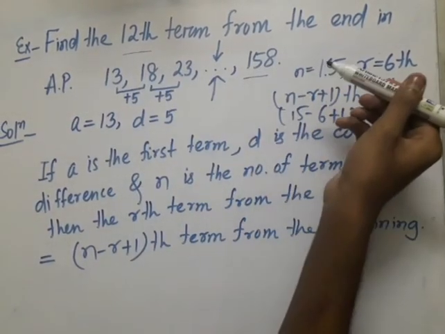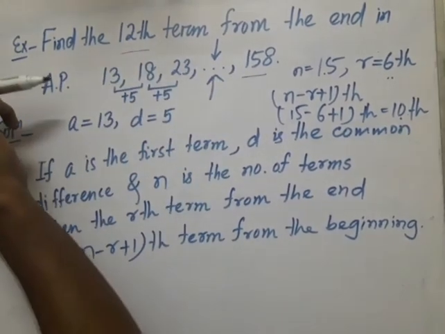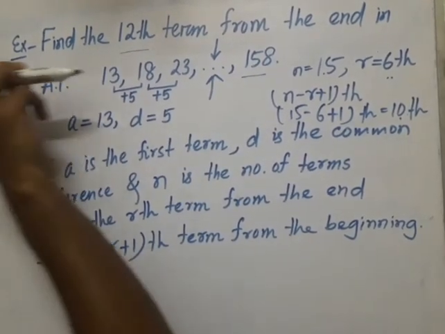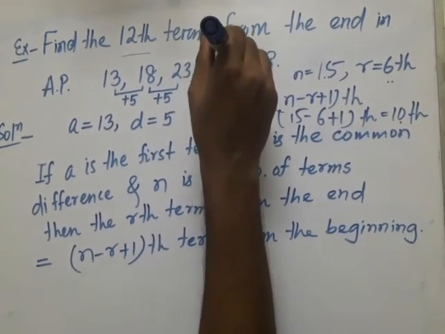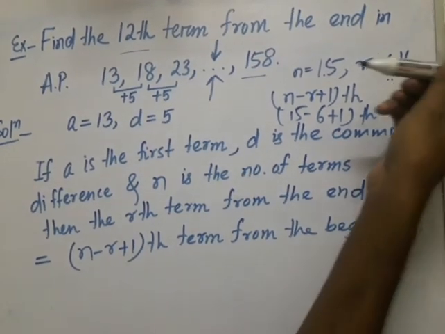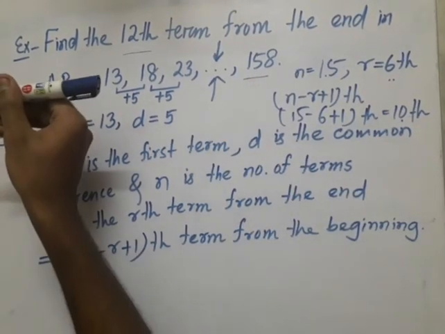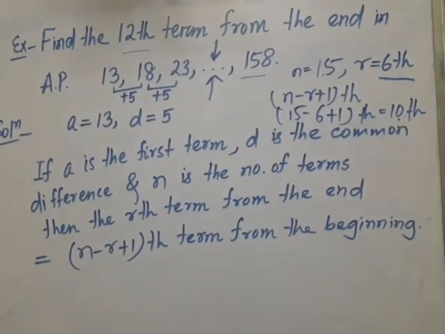The 6th term from the end will be the 10th term from the beginning. As we proceed through the series or sequence from left to right, we get the particular term at the 10th position, whereas when we proceed through the sequence from the back, from the right-hand side to the left-hand side, we get it as the 6th term.